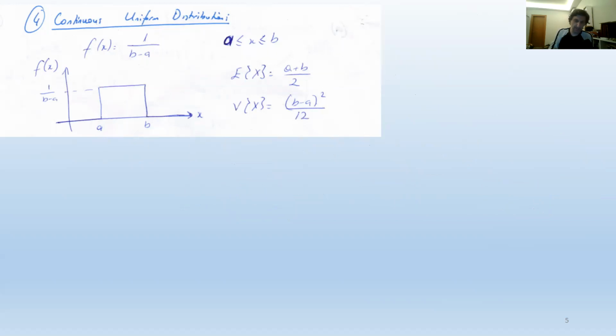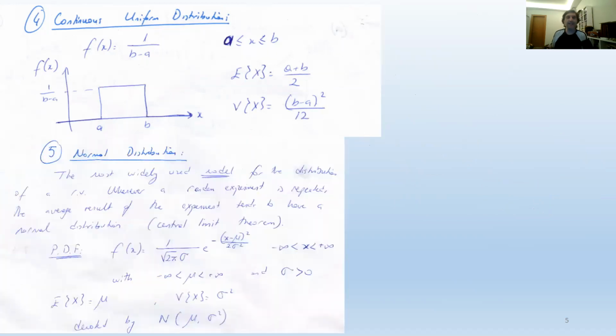Now comes, I think, the most important distribution, to which we are going to devote the second part of this course entirely. It is the normal distribution, also called the Gaussian distribution. Is this written somewhere here? No, but let me write it. This is also the Gaussian distribution.